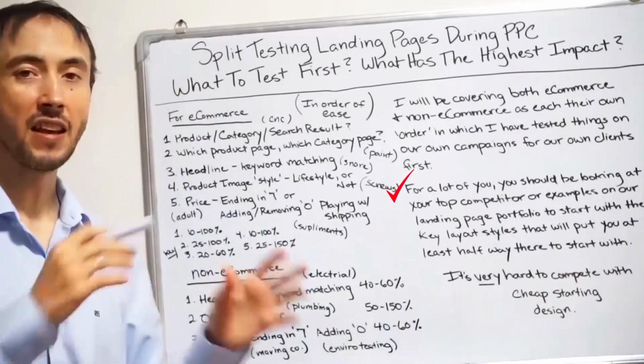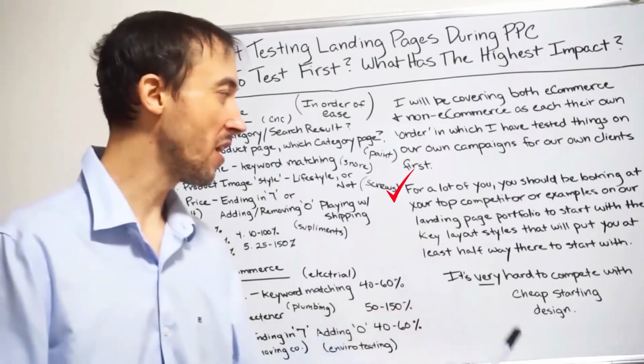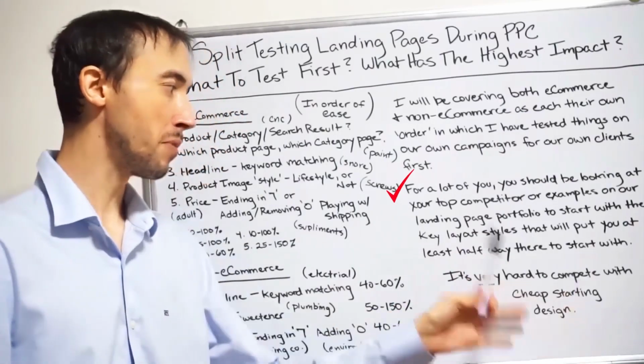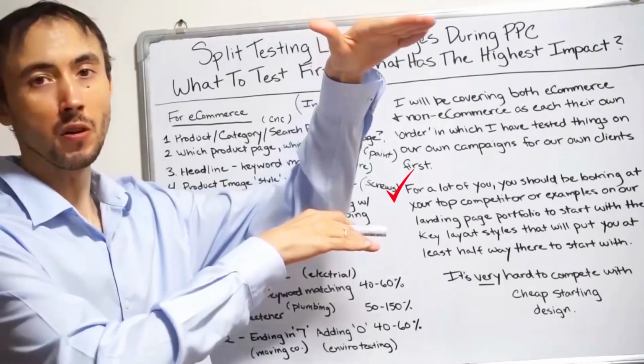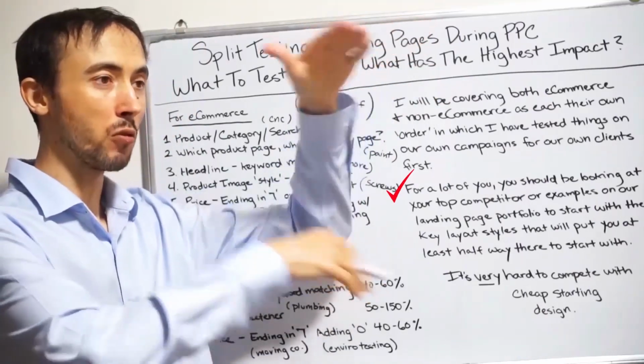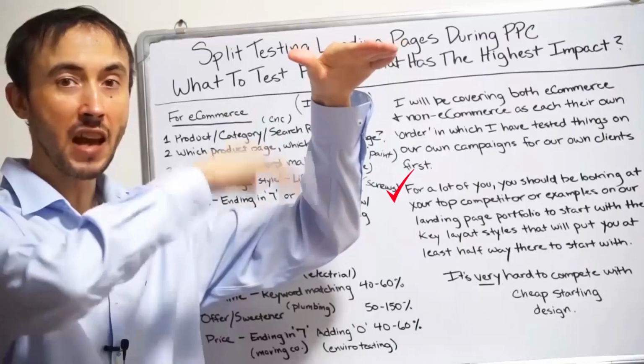The reason for that is because it's very, very hard to compete in a competitive market where there are 4 ads on top of Google. A lot of people don't realize Google rotates out who's there.